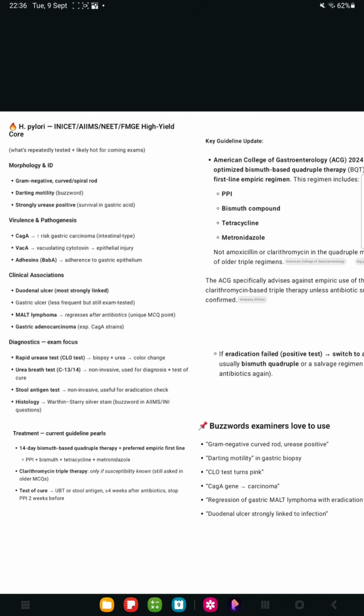It is a gram-negative, curved and spiral rod, with darting motility, and strongly urease positive, and that is the reason behind its survival in the gastric acid. Now the virulence and the pathogenesis. CagA is responsible for its increased risk of gastric carcinoma, and that is intestinal type, and VacA is vacuolating cytotoxin, that is responsible for the epithelial injury. Adhesin BabA is responsible for its adherence to the gastric epithelium.